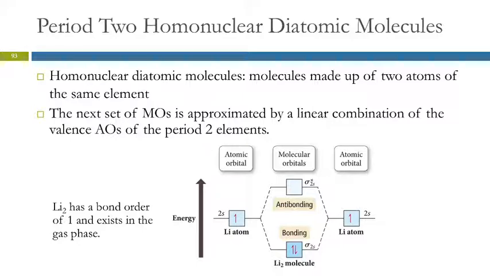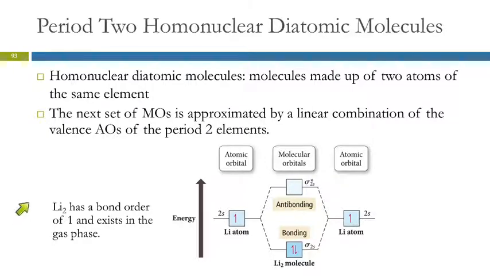So we just looked at the period 1 homonuclear diatomic molecules. Homonuclear means the nuclei are the same. It's 2 atoms of the same element. Diatomic means there's just 2 atoms. So hydrogen, H2, and He2. Now we're going to look at the period 2 homonuclear diatomic molecules.